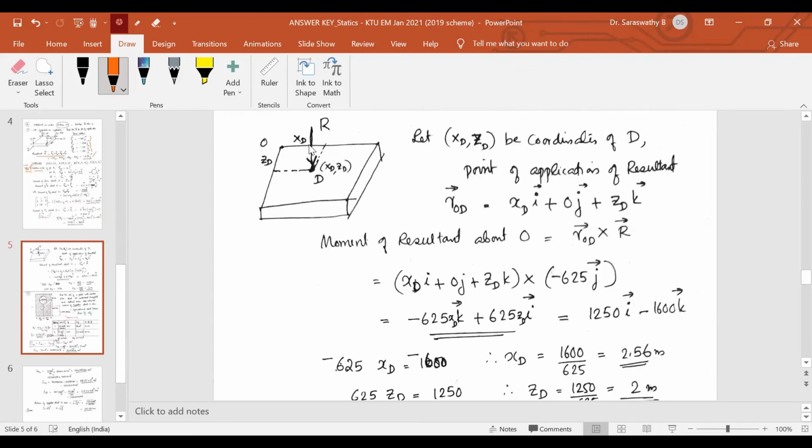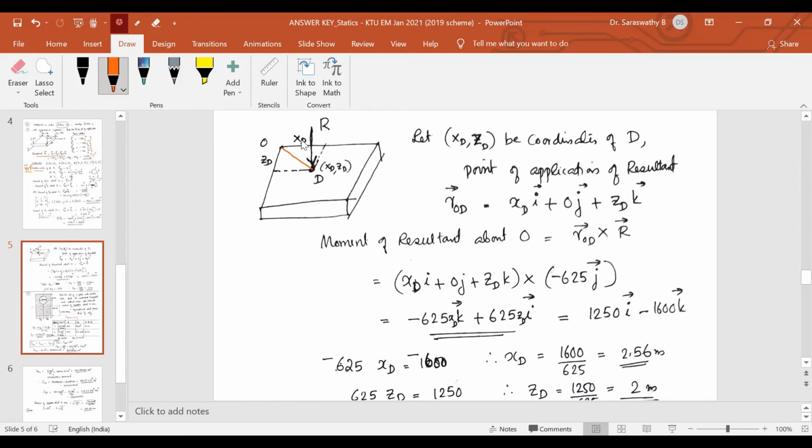Now, let us assume the coordinates of the resultant R. The resultant is acting at a distance XD, ZD. These are the coordinates of the resultant. What is the position vector OD? XD minus 0 I, YD minus 0 J, ZD minus 0 K. So XD I, there is no Y coordinate for that, since this R is also in the XZ plane. So 0J and ZD K.